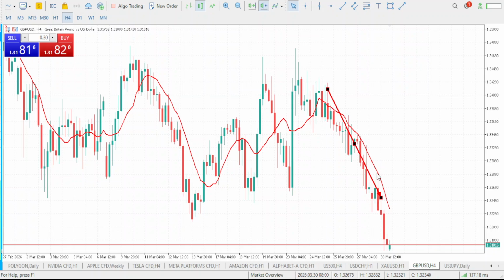And due to the fact that USD is trending, any pair you're trading against the USD, definitely be selling. Now this is the trend on USD. This is clearly a downtrend move.